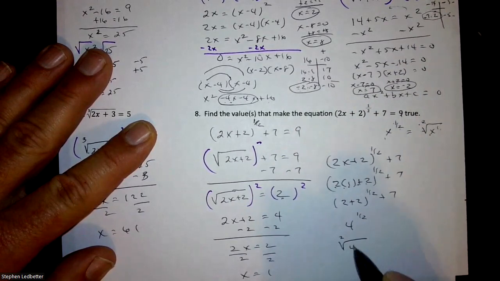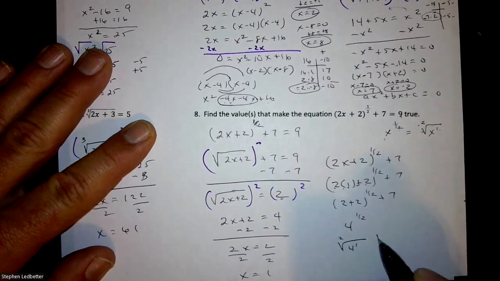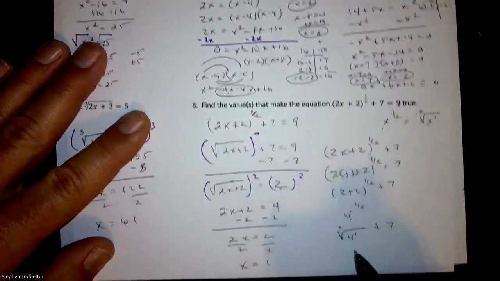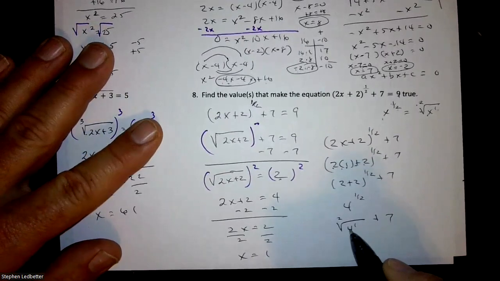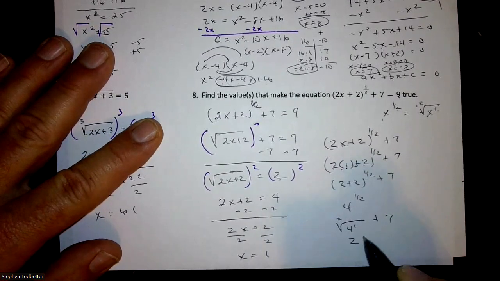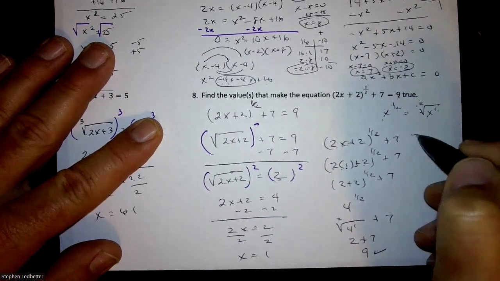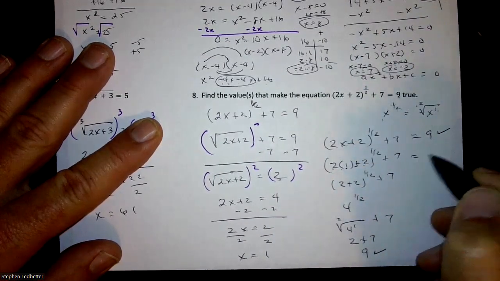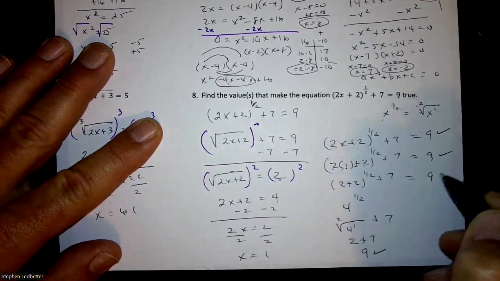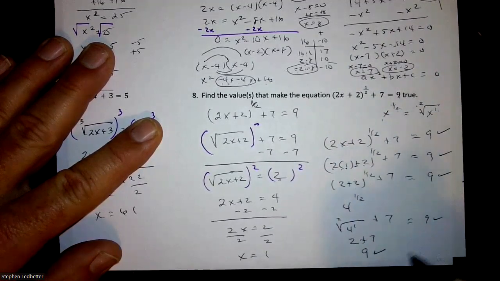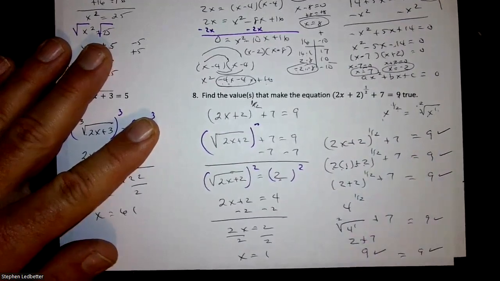The little 2's here, 4's here, 1's here. Plus 7. So what is the square root of 4? Or otherwise, what number times itself gives me 4? It's 2. So 2 plus 7 is 9. Does that equal what they gave us earlier? Yes, it does. All of that equaled 9. And so you can see it's perfect. Okay, next page.